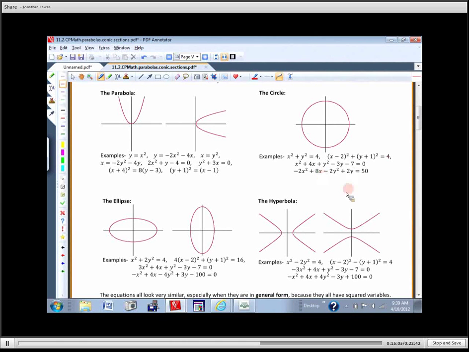So you'll notice either x or y was squared here. What about the squared variables here? Which ones were squared? X and y were squared.